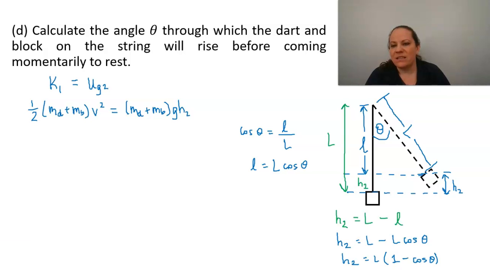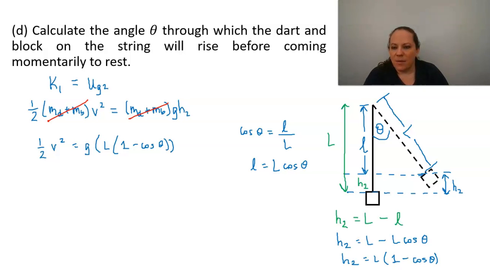And also notice here in this step that we've got equal size masses on both sides of the equation in both terms. So we can cancel that out, and we now have 1/2 v squared equals g times h2, which we just said is going to be L times the quantity 1 minus cosine theta. And I am going to go ahead and solve this out symbolically before I substitute.